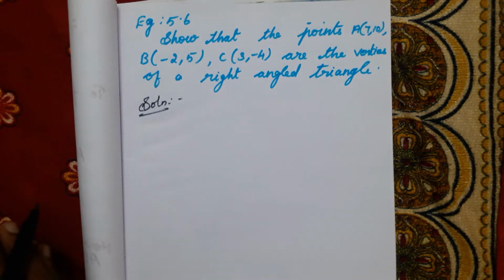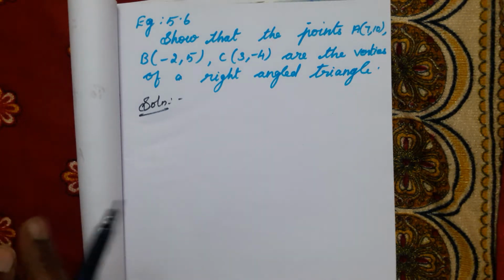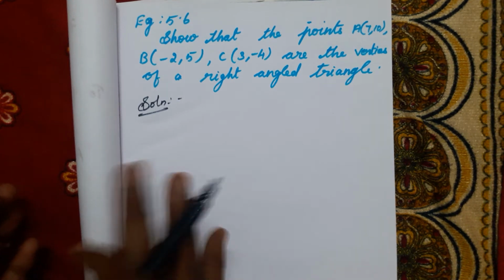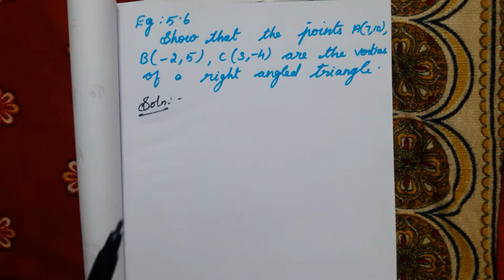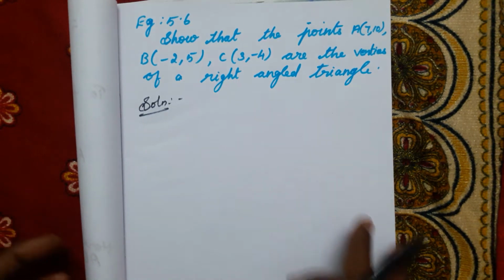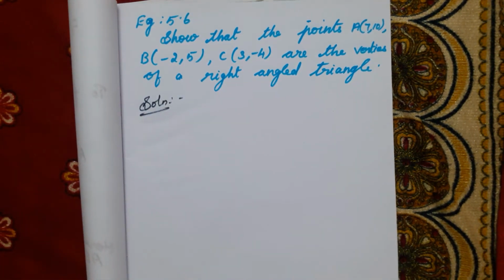Okay, what is the condition for collinear? If any two sides added give the third side, that is collinear. Here it is a right angle triangle, so we use the Pythagoras theorem: AB square plus BC square is equal to AC square. The sum of the squares of any two sides is equal to the square of the third side, which means it is a right angle triangle.